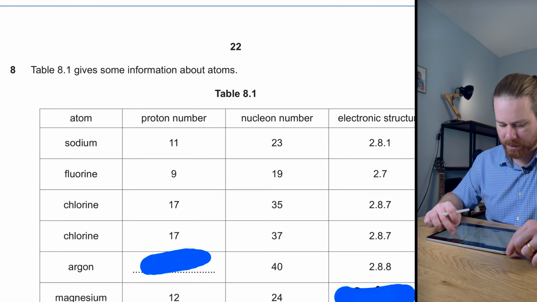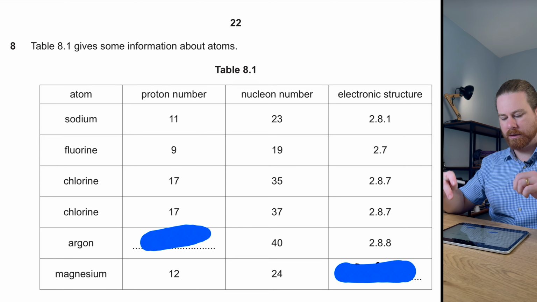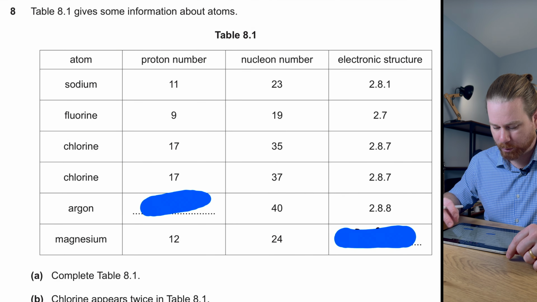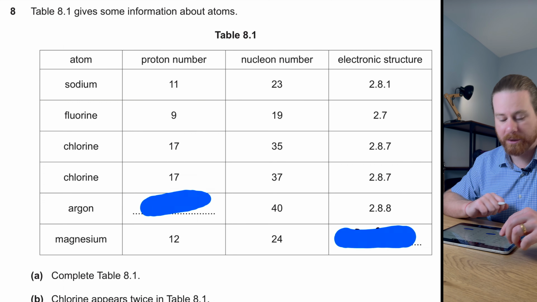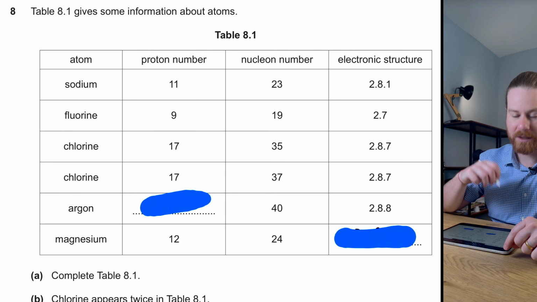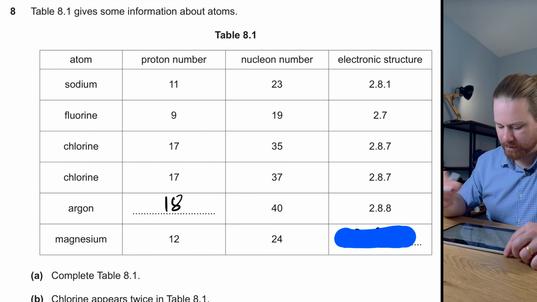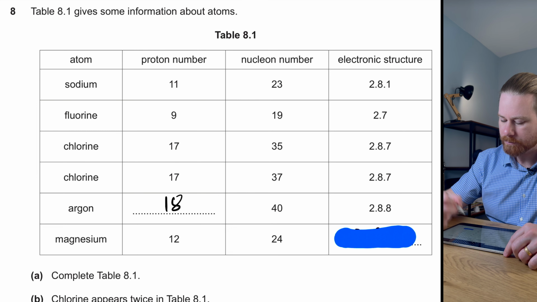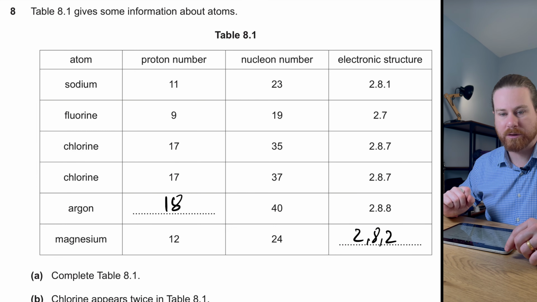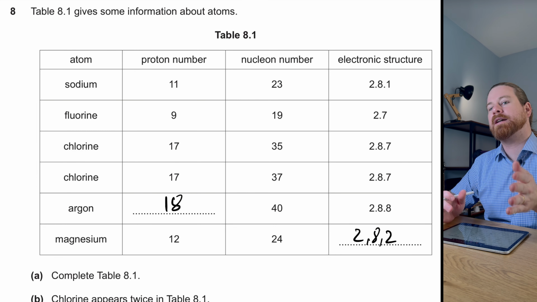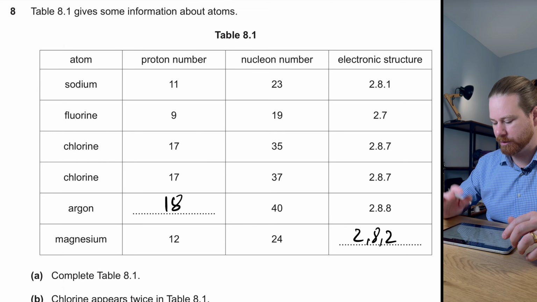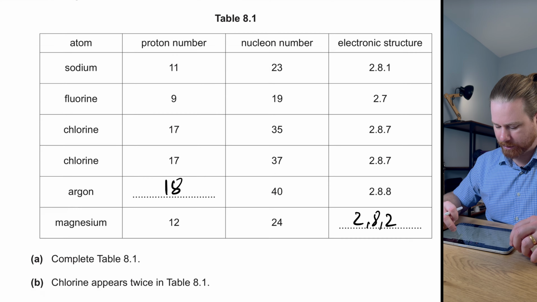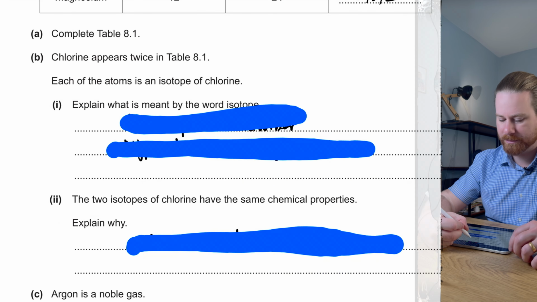Okay, so on to our next question. So number 8, look at all of these lovely numbers. Complete table 8.1. So proton numbers. Using the periodic table, that's where we can get our answers. Each element has its own proton number, and for argon that is 18. And then our electronic configurations. So magnesium has this electronic configuration. Remember, it goes 2, 8, 8, 2. That's all you need to know, but once you've filled up as far as you've gone, then you can stop. So a nice easy 2 marks there.